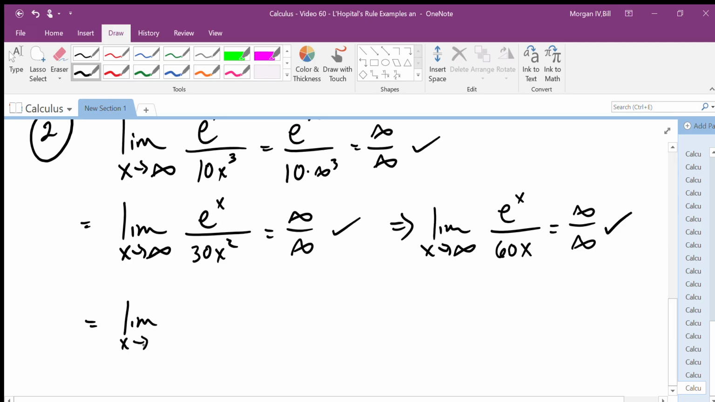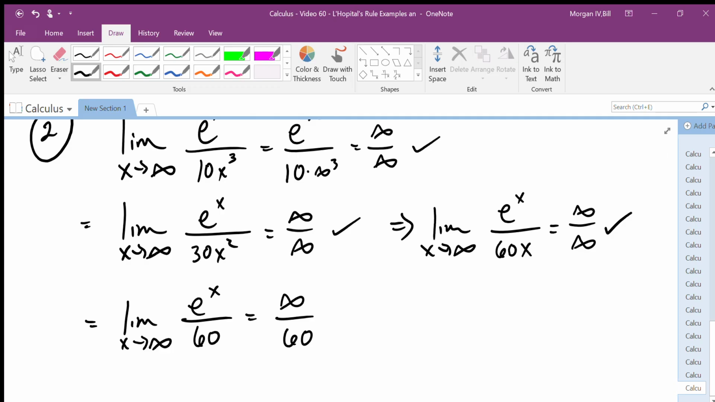The limit as x goes to infinity. The derivative of e to the x, still e to the x. The derivative of 60x, now we're at 60. Okay, now plug in the infinity. And you get e to the infinity, that's infinity, over 60. Okay, this is no longer infinity over infinity. We can no longer use L'Hopital's rule, but that's okay. If you have infinity, the numbers ever increasing, divided by 60, the answer here is infinity.